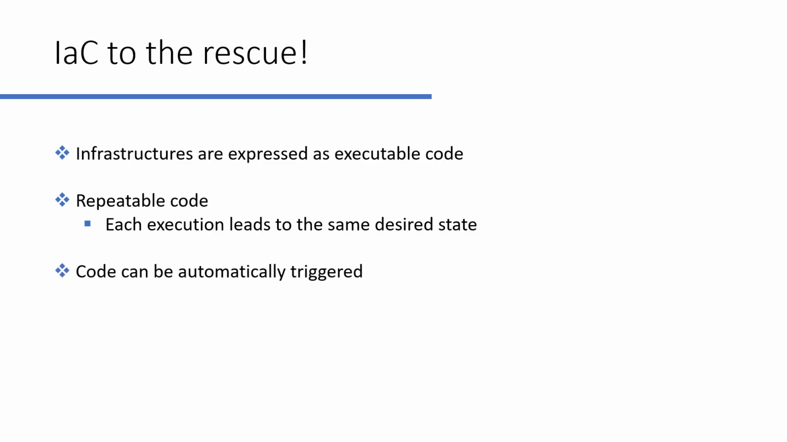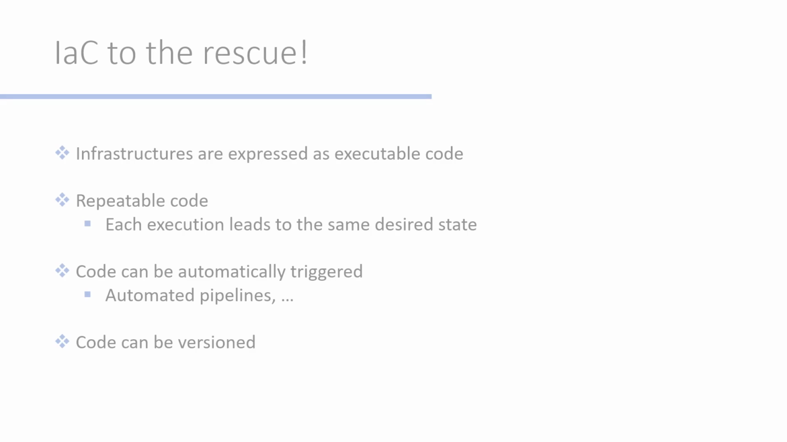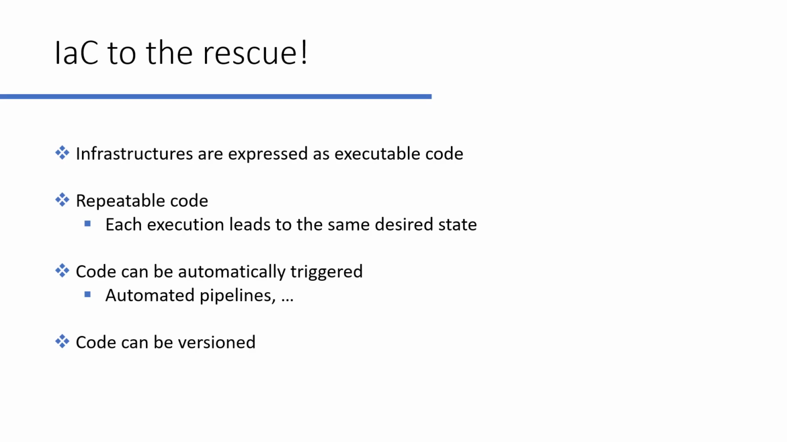Code can be automatically triggered. For example, if we are in a DevOps context, we can deploy our infrastructure through an automated pipeline. And this code can also be versioned. So if the code is versioned, that means the infrastructure can evolve over time to match the application code needs.